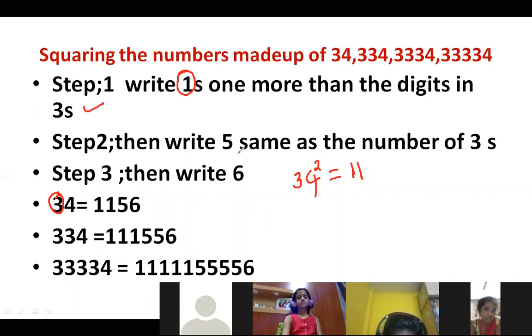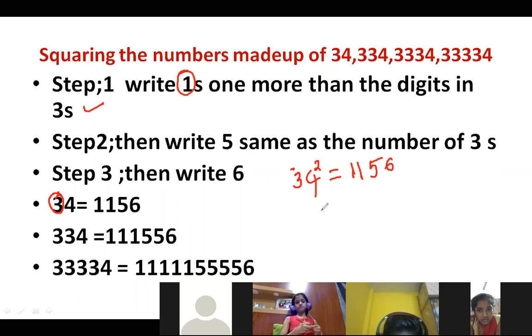Second step. Then write 5s, the same as the number of 3s. Only one 3 is there, so ones means one more, but 5s the same. The same number of 5s as 3s you should write. Then third step, write 6.